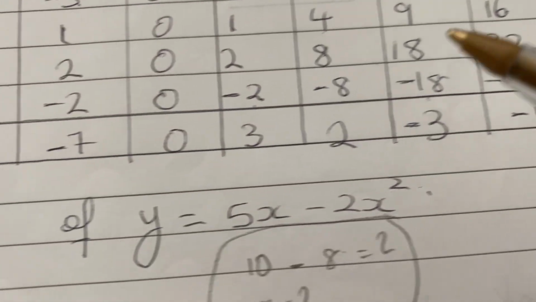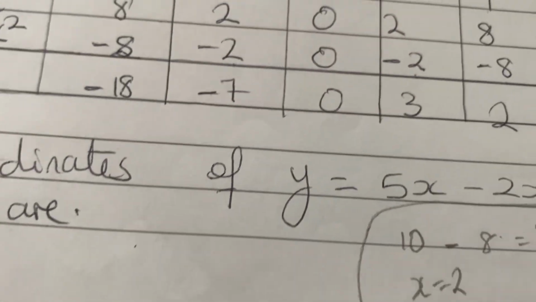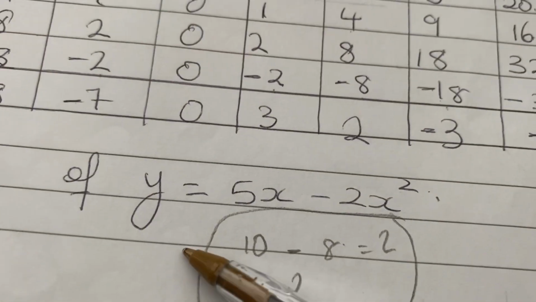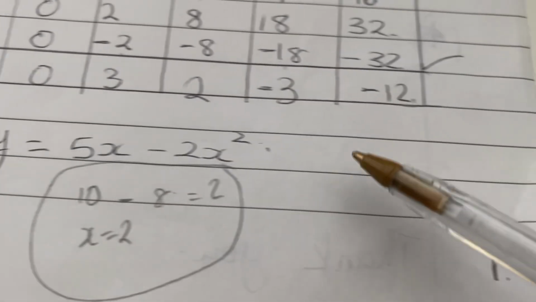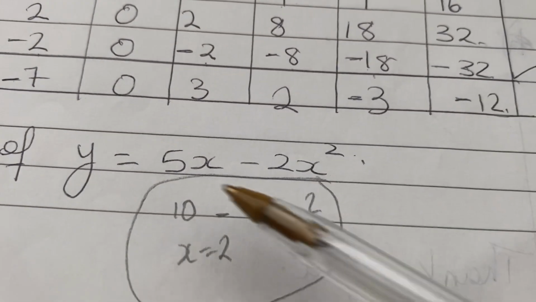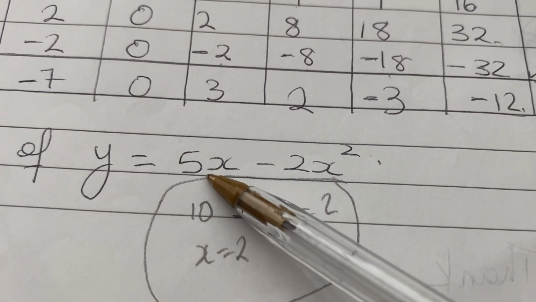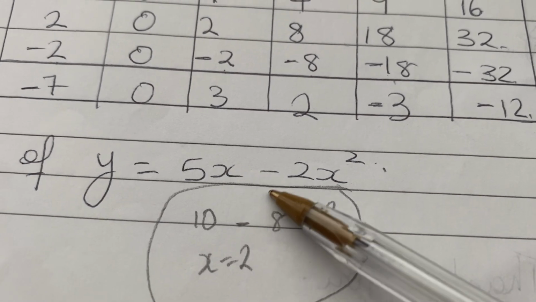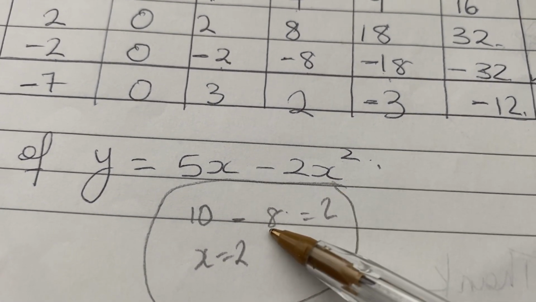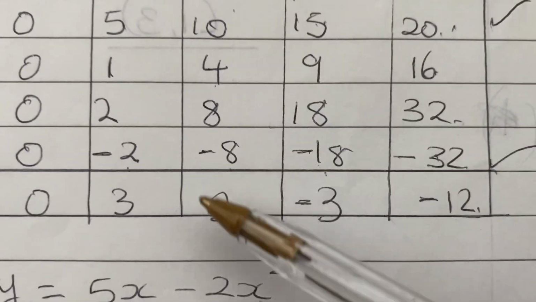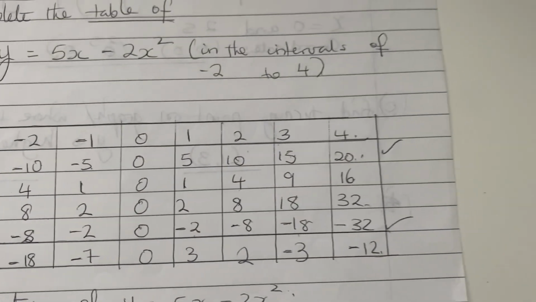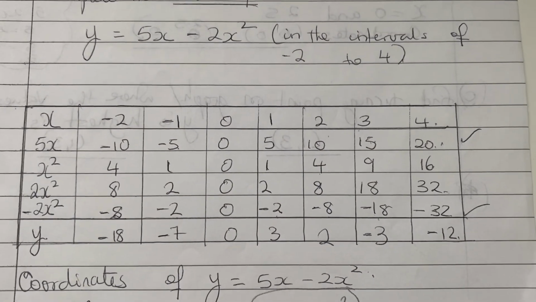Okay. Also, you can test it. Assuming x equals 2, y equals 10 minus 8, which is 2. So when x is 2, y equals 2. So your table is right. So here is your table.